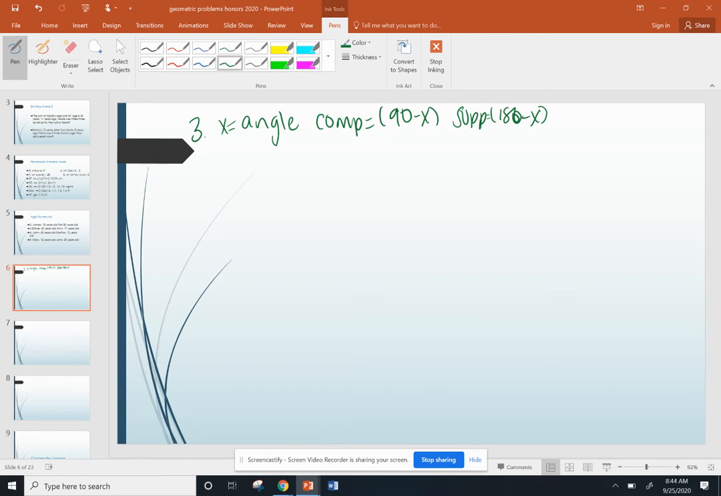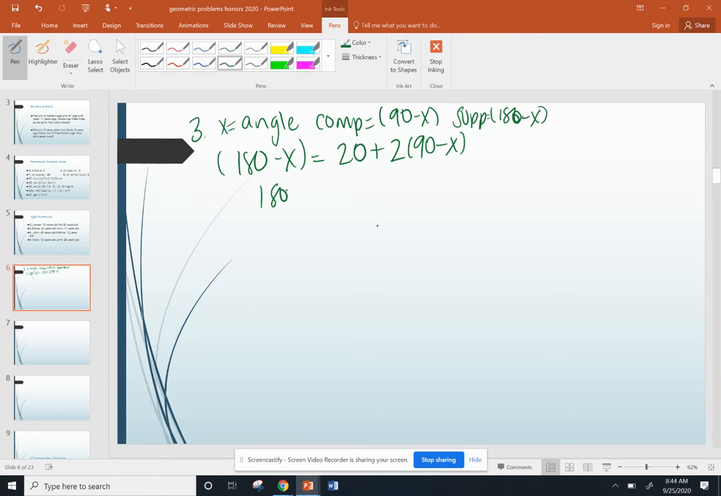So it says the supplement of an angle, so 180 minus x, is 20 more than twice its complement. So we're just writing an equation. So our supplement, which we said is 180 minus x, equals 20 more, so 20 plus 2 times our complement, and this is our complement. So now we're just going to solve and distribute.